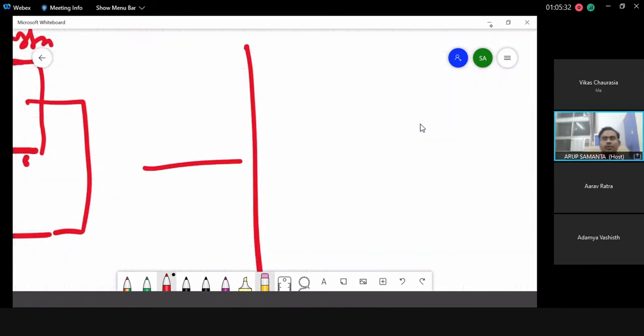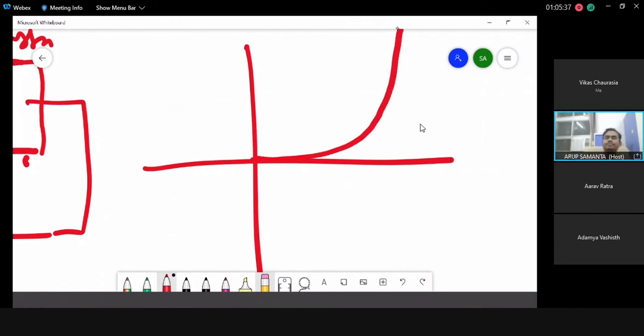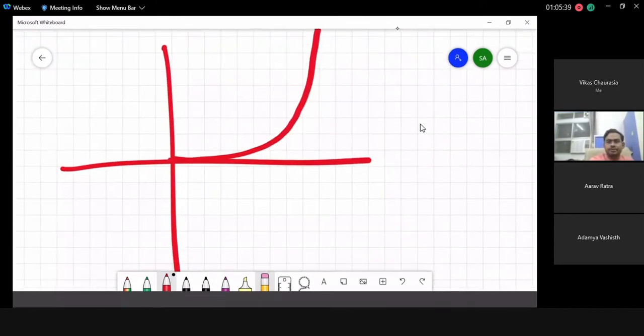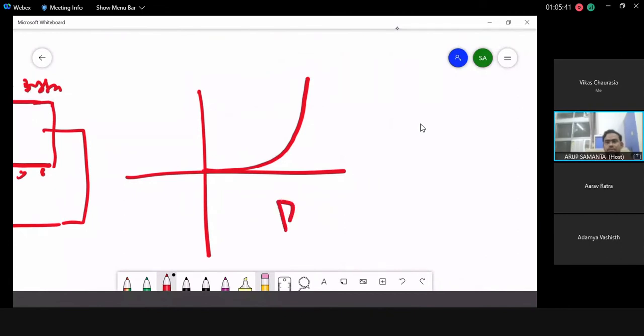I will not go into the other part, the reverse part. This system will give some current. This is called the diode.